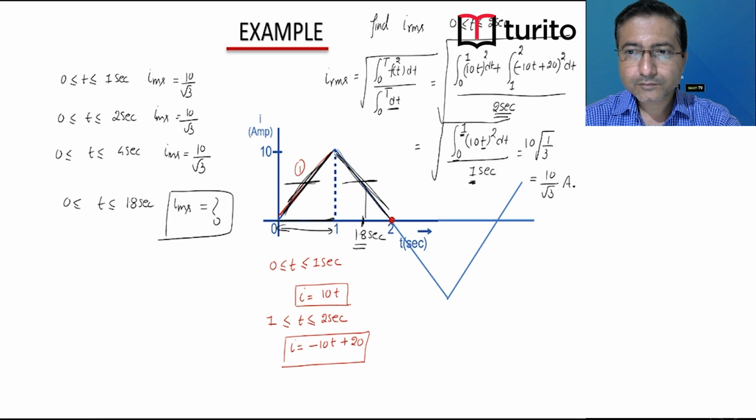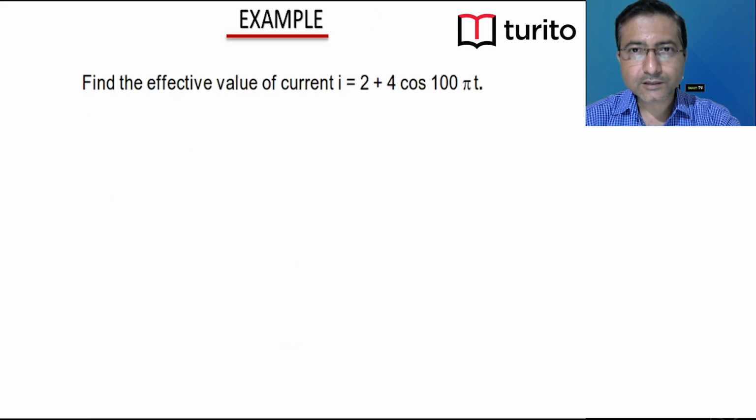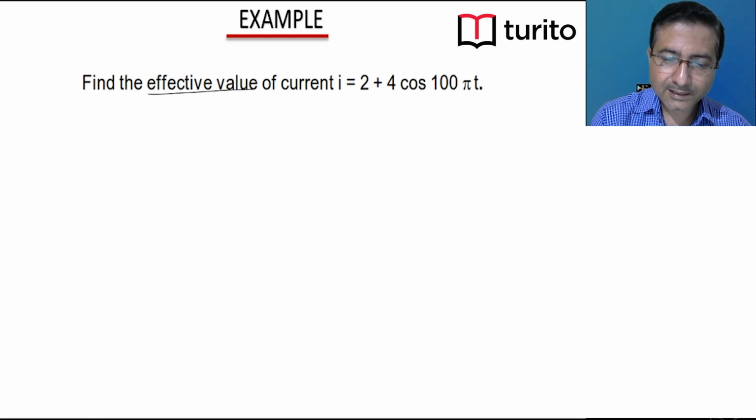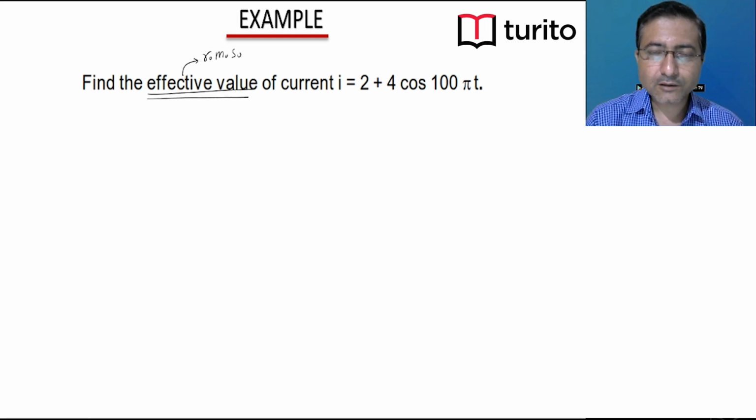Now let's see another situation. Effective value, later I'll tell you. Effective value means RMS value, the root mean square value of the current. So here you can see we have got one constant term and then one sinusoidal variation. Okay, and the question is what is the effective value.